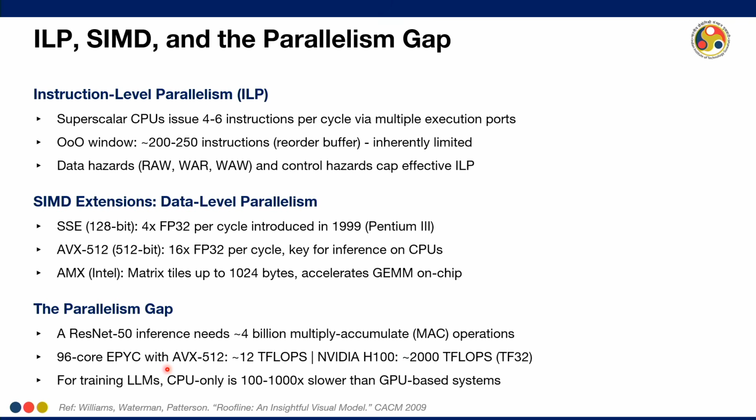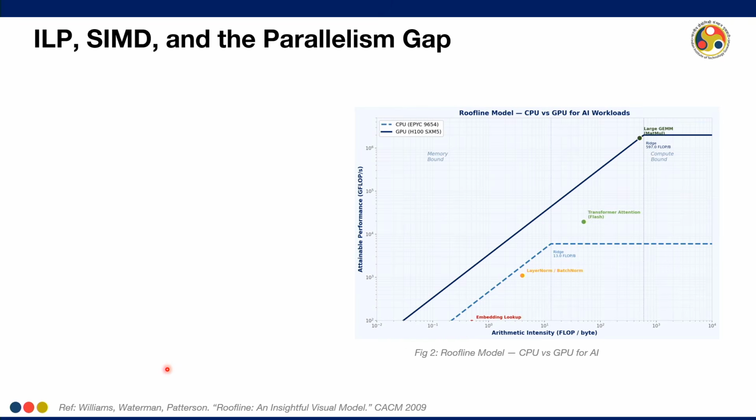That's why we need to see what exactly GPUs are good for and what exactly CPUs are good for, and why the Roofline model is very important. In the Roofline model for GPUs and CPUs you are seeing here, the dotted lines represent the Roofline model for the EPYC 9654 CPU system and the H100 GPU.